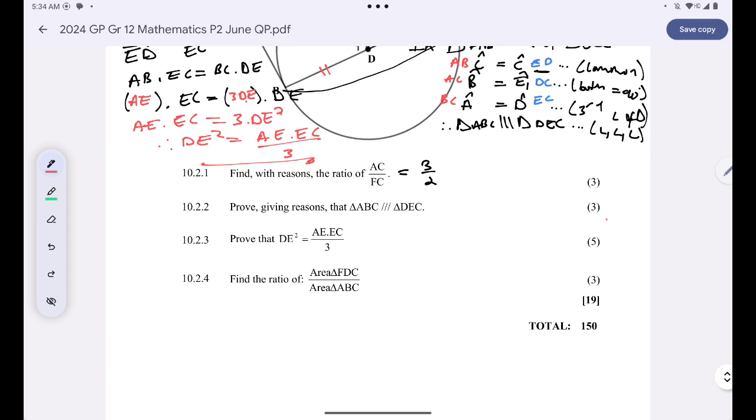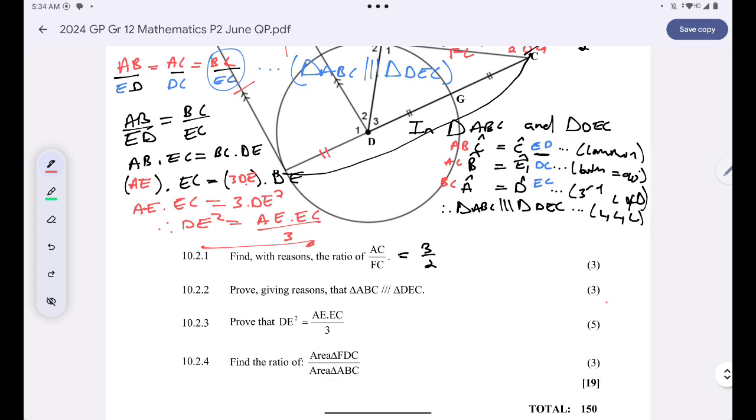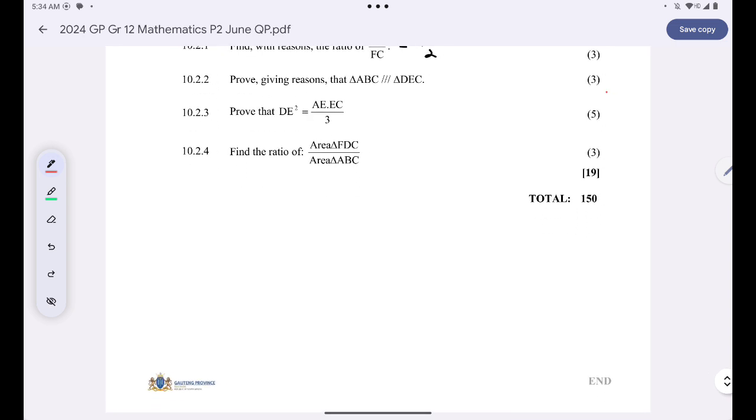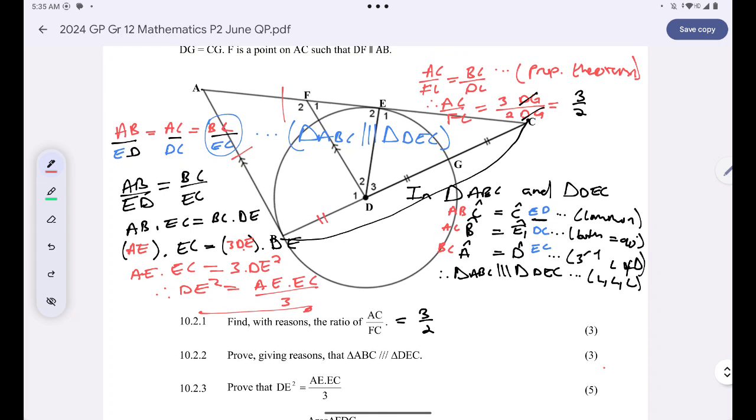Okay, lastly I need to find the ratio of the areas, the quotient of the areas. Okay, what can I write? Let me write here. Area of triangle FDC over the area of triangle ABC. Okay, where is FDC? FDC and ABC.